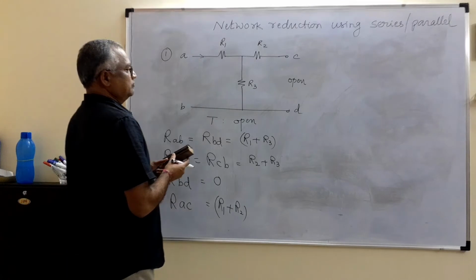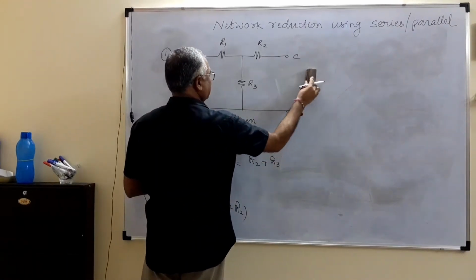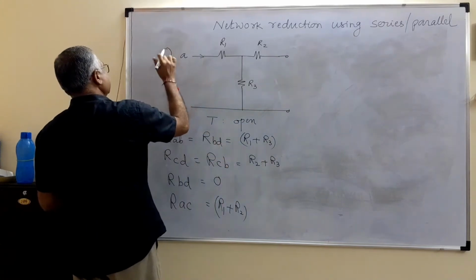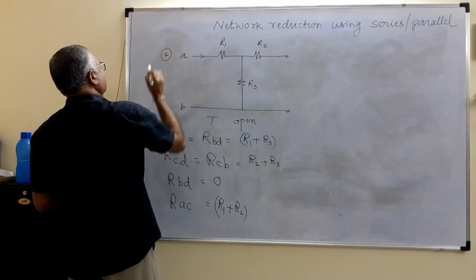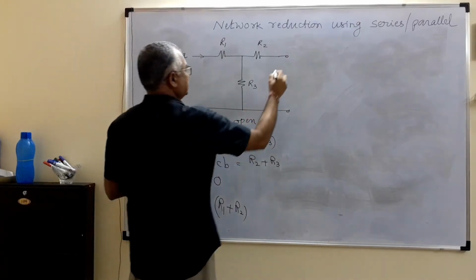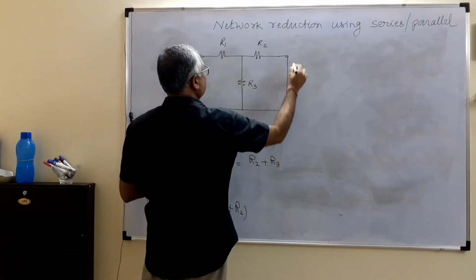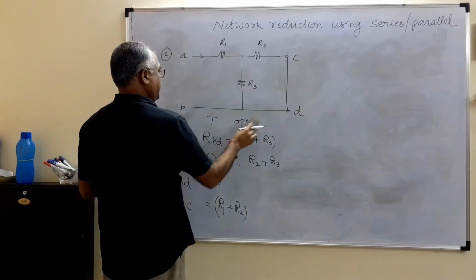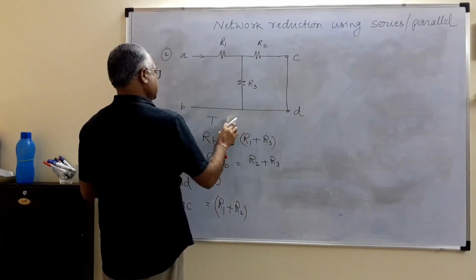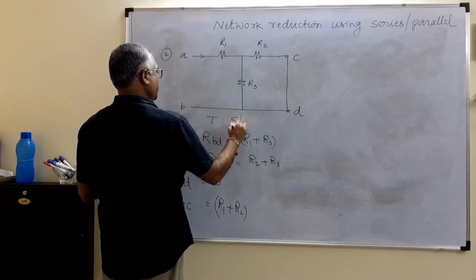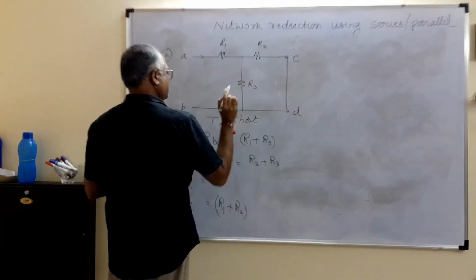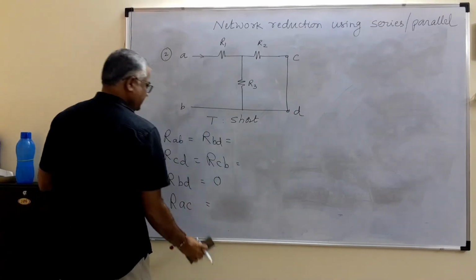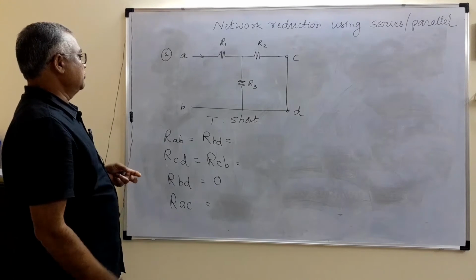Same problem, second case, this is short. CD short. If CD is short, now I am calling this a T network with the short condition. So under this, what are the answers? Again, how to answer them?